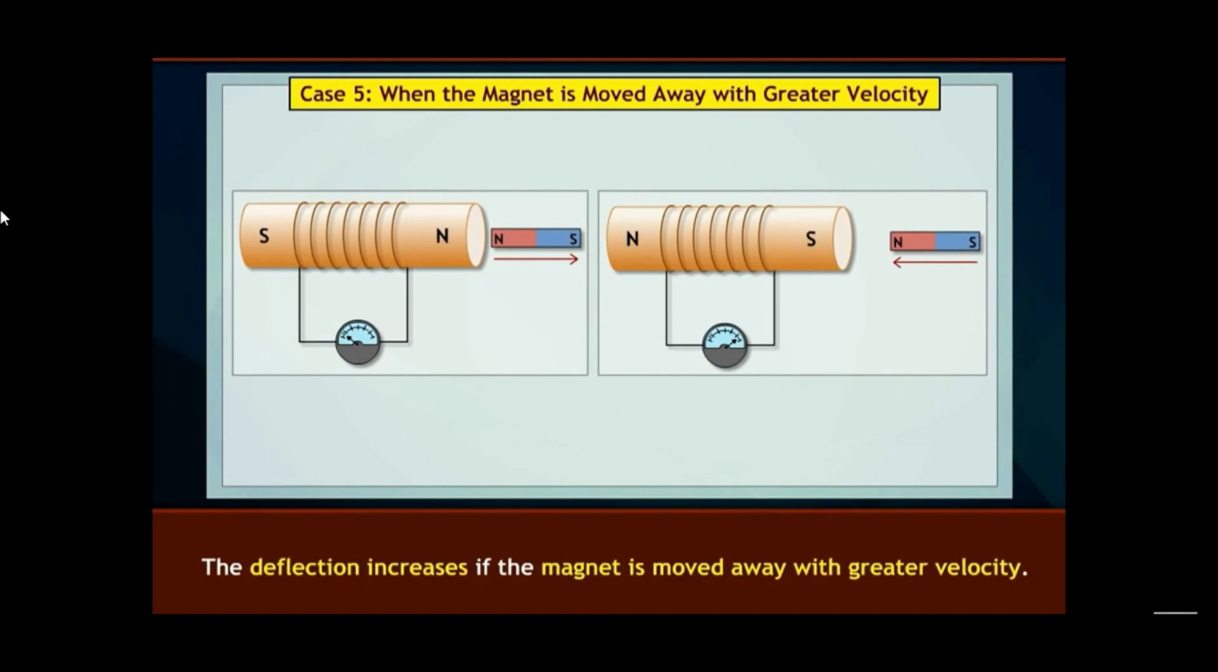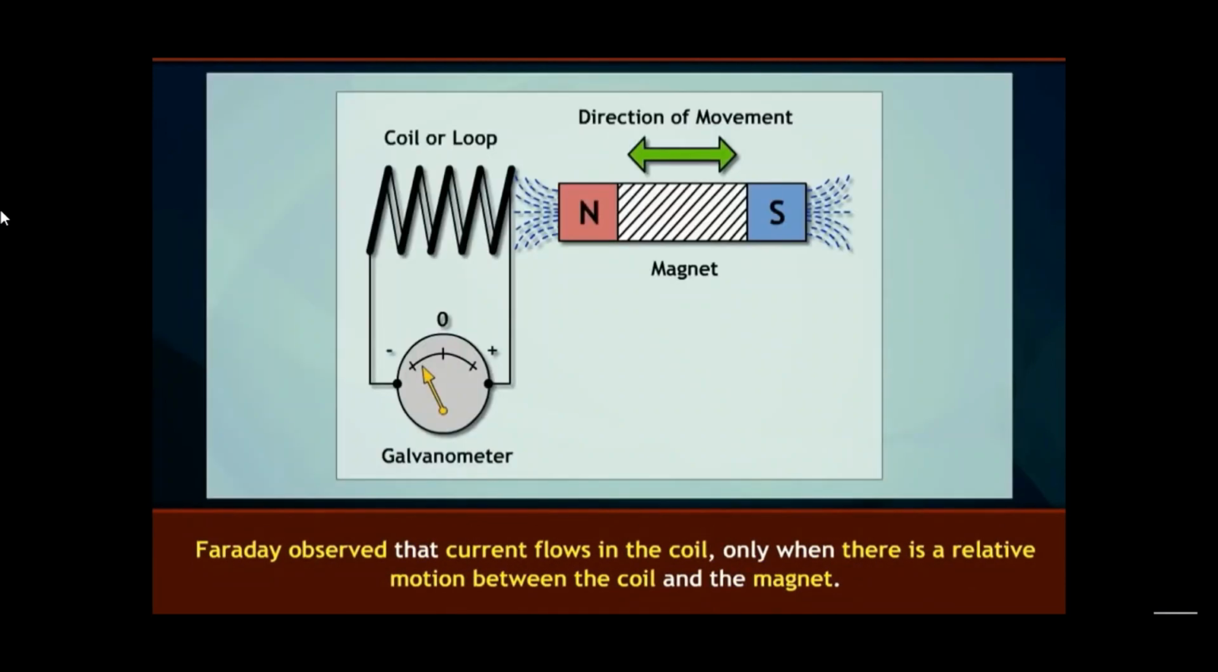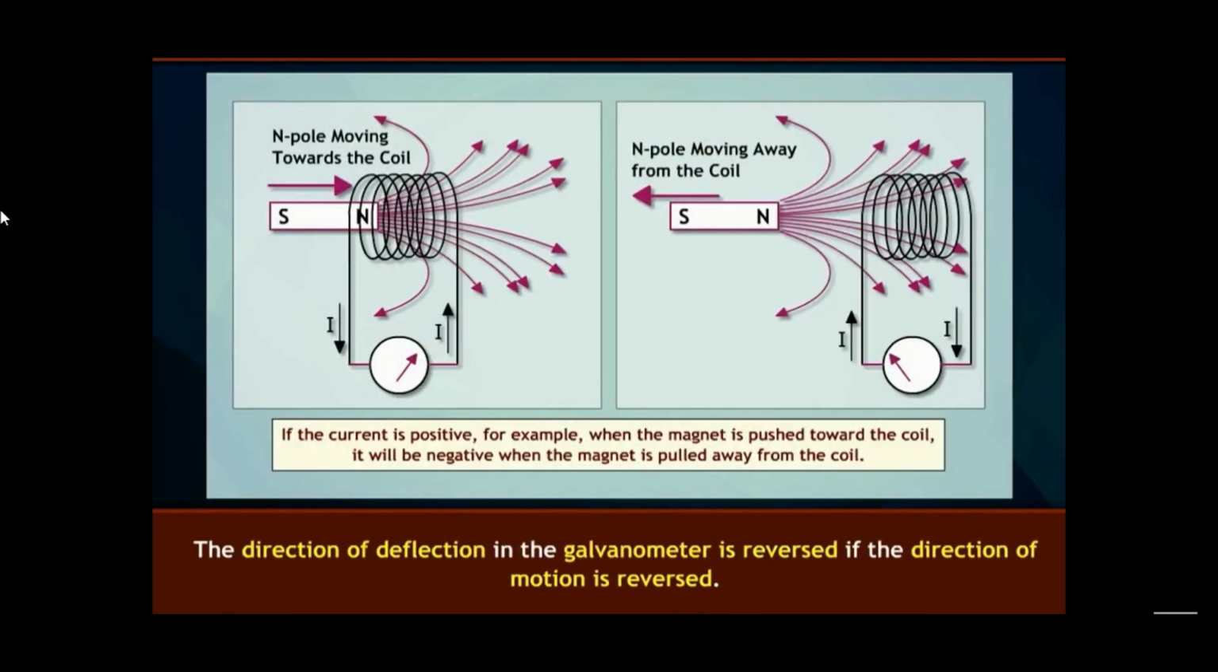The deflection increases if the magnet is moved away with greater velocity. If the polarity of the magnet is reversed and the magnet is brought close to the solenoid, then current flows in the opposite direction. The galvanometer accordingly turns towards the left. Faraday observed that current flows in the coil only when there is a relative motion between the coil and the magnet. The direction of deflection in the galvanometer is reversed if the direction of motion is reversed.